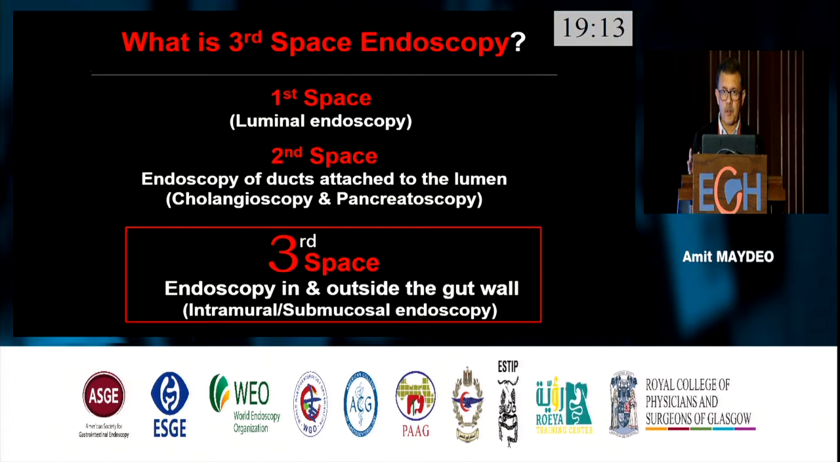Traditionally, for an endoscopist, luminal endoscopy is the first space endoscopy. Second space endoscopy is endoscopy which is done of the ducts which are attached to the lumen, that is of the bile duct and the pancreatic duct, cholangioscopy, pancreaticoscopy. Third space endoscopy is an endoscopy which is performed within the layers of the gut wall, that is within intramural endoscopy, that is in between the layers of the gut wall where this space is not actually existent. So this is a potential space. This space has to be created by the endoscopist. There's nothing in that space other than areolar tissue and a few blood vessels.